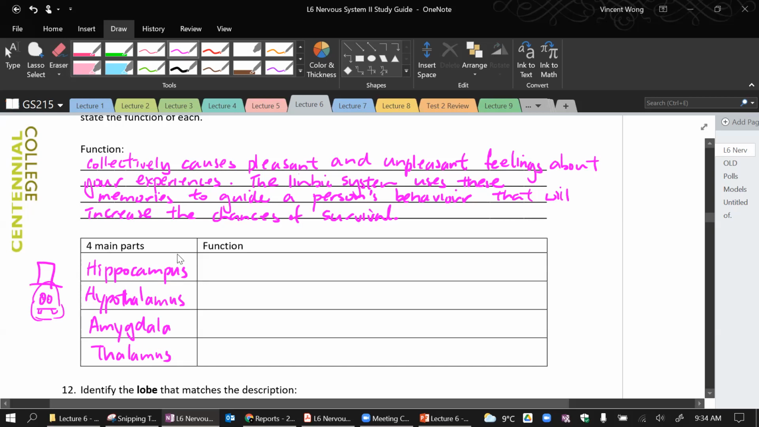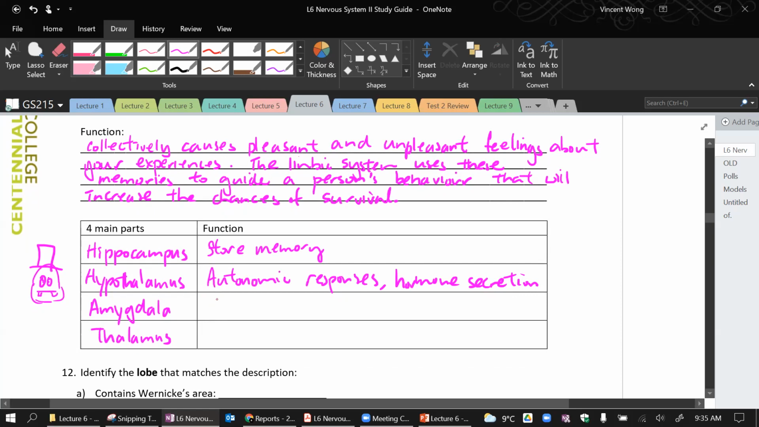So the hippocampus, what does it do? Well, I told you already, it stores memory. All those pleasant and unpleasant experiences that you had to remember are going to be stored in the hippocampus. The hypothalamus is responsible for autonomic responses and hormone secretion. When that bear is charging towards you, you're going to have to release the adrenaline, and some of the hormone secretion is regulated by the hypothalamus.